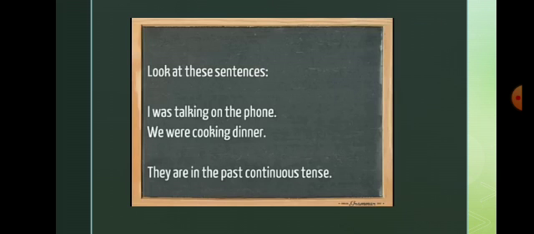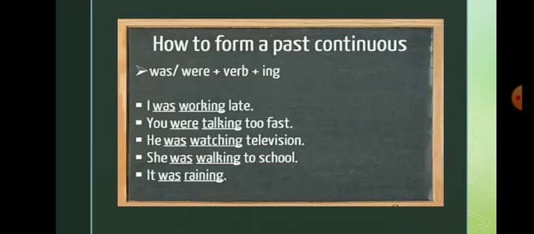Then come to the next, past continuous. Past continuous tense. Look at these sentences. I was talking on the phone. We were cooking dinner. These two sentences we call past continuous tense. Was, talking: talk plus ing. Next sentence, were, were plus cook plus ing. Here in past tense we use the auxiliary verbs was and were. If it is singular we use was, if it is a plural pronoun we use were. Got it?